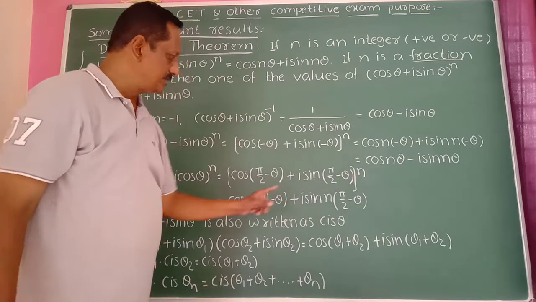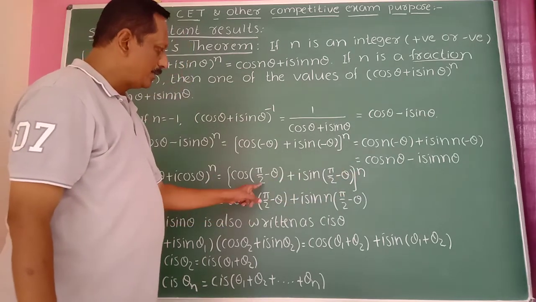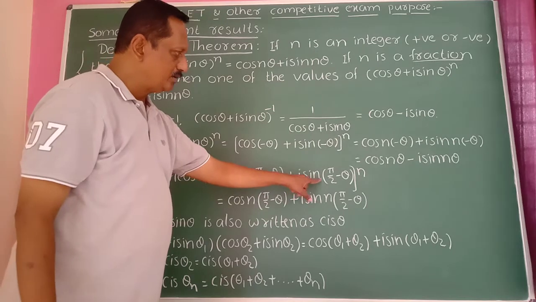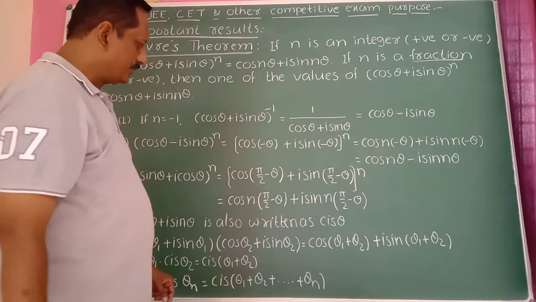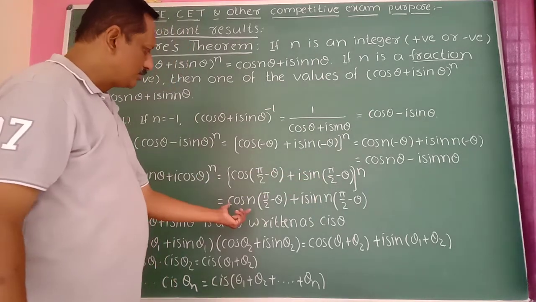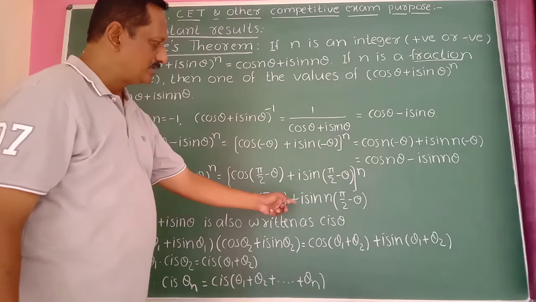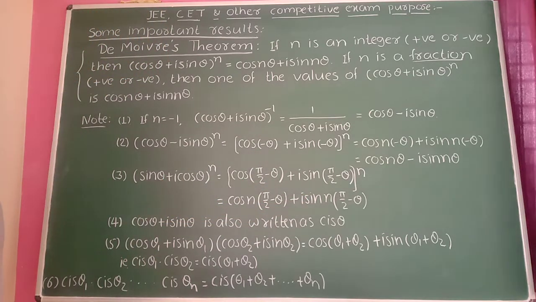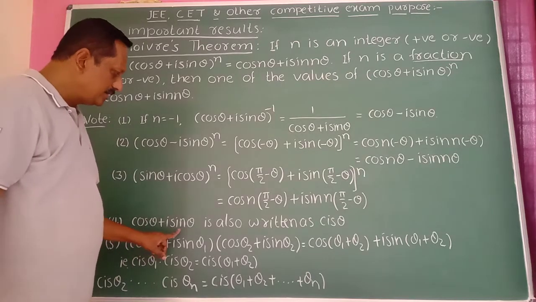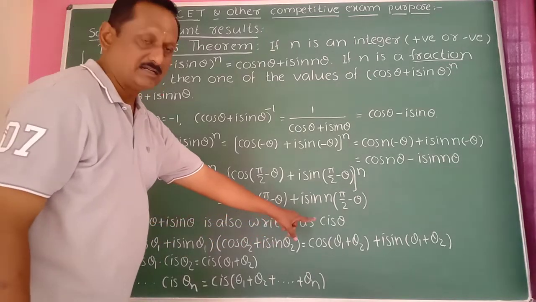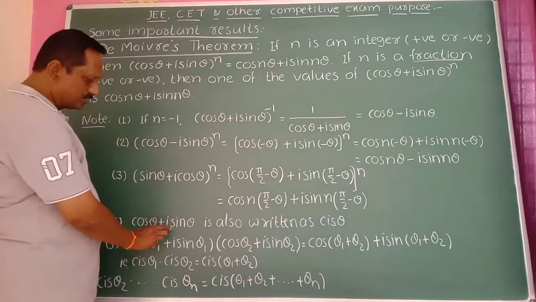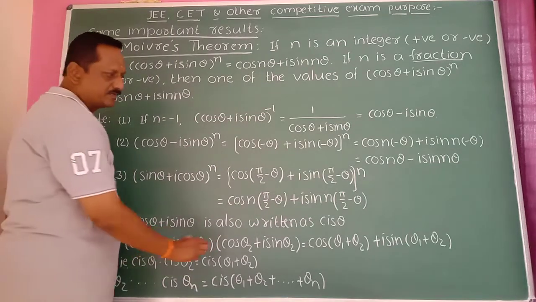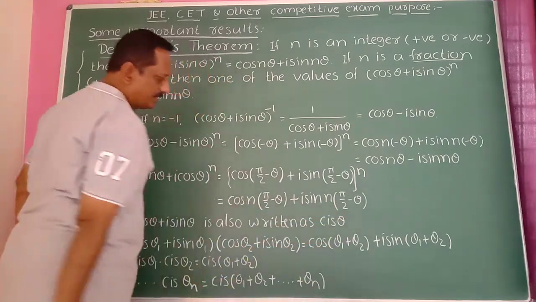So take n inside: cos of n into (pi by 2 minus theta) plus i sin of n into (pi by 2 minus theta). Therefore, this term is equal to cos n(pi by 2 minus theta) plus i sin n(pi by 2 minus theta). Next, cos theta plus i sin theta is also written as cis theta. It is a short form: cos theta plus i sin theta, its short form is cis theta.